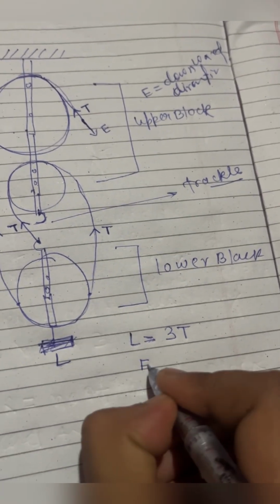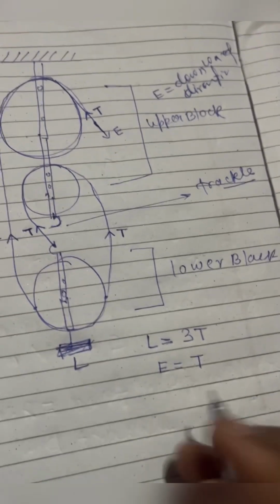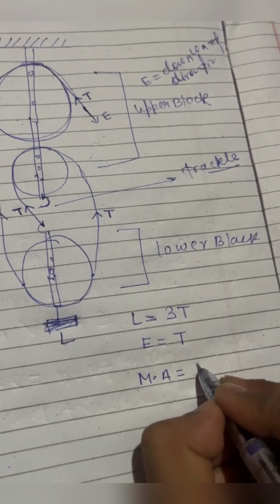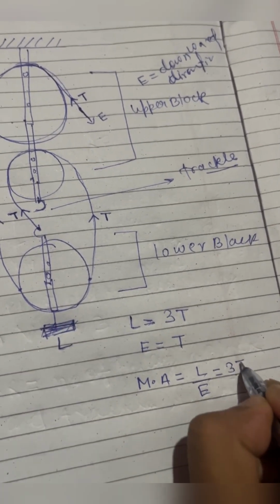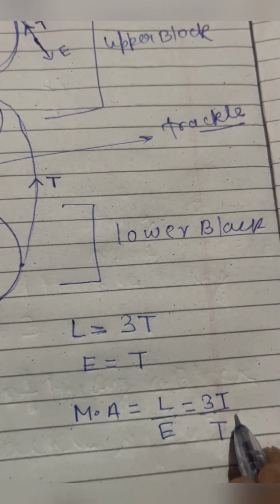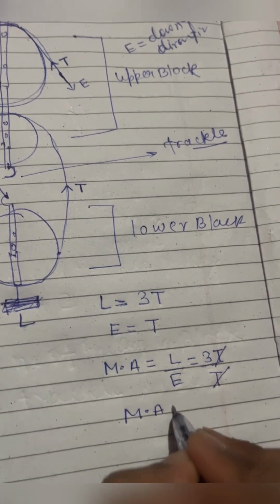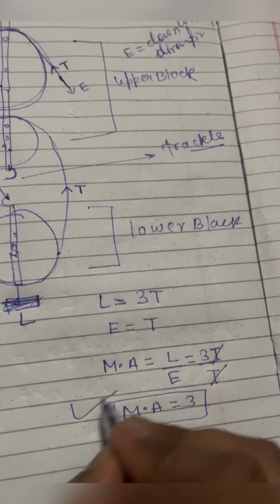And then, my dear student, this effort will be equal to T. Then the mechanical advantage, we have a formula which I have already discussed, load by effort. So from this formula we can substitute the value of load as 3T, and over here the effort is T. Then this T is going to cancel out, and we get our equation: mechanical advantage is equal to 3. So this is the pattern, we got it.